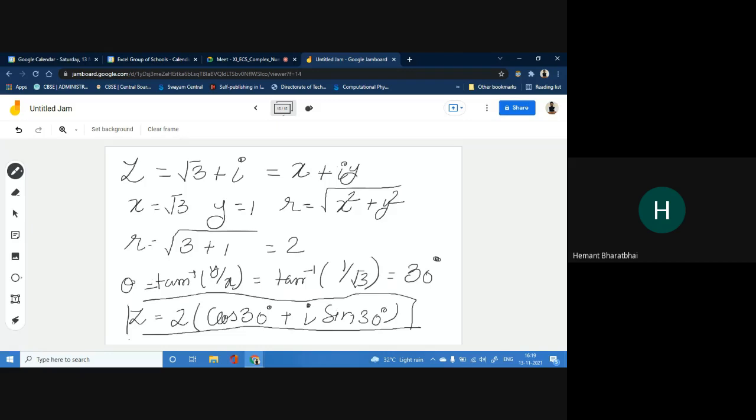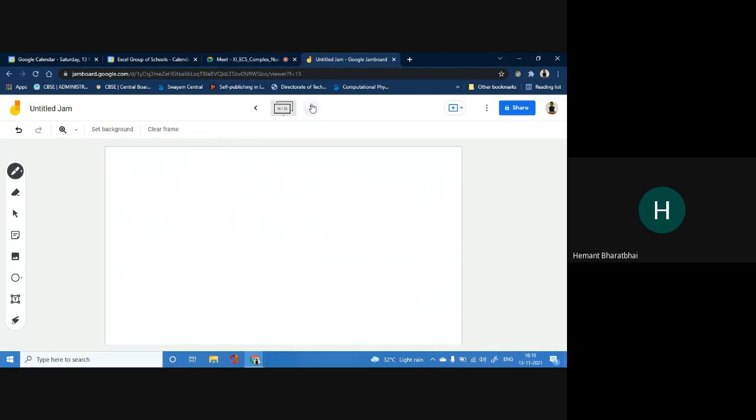I can do the opposite also. Suppose I'm given the modulus and argument of a complex number and I want to write it in the Cartesian form, I can do that also. I hope everyone is taking the screenshot. So let's see that. Suppose we have been given modulus equal to 2 and theta equal to 60 degrees. And I want to convert it into Cartesian form.